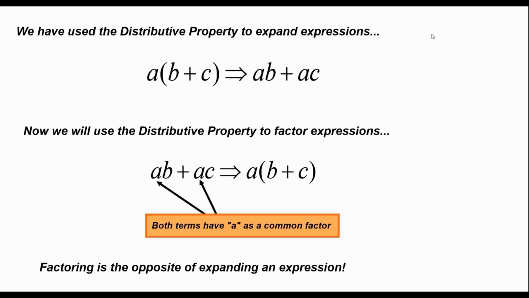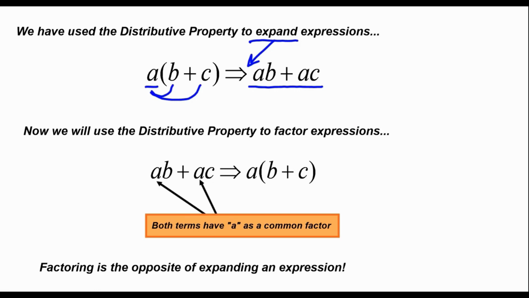We have used the distributive property to expand expressions. So that means we took A and we multiplied it by B and C to get A times B plus A times C. This is called expanding the expression, and that's what we've used the distributive property before to do, is to get rid of the parentheses. So we take everything inside the parentheses times what's outside the parentheses, and the parentheses are gone.